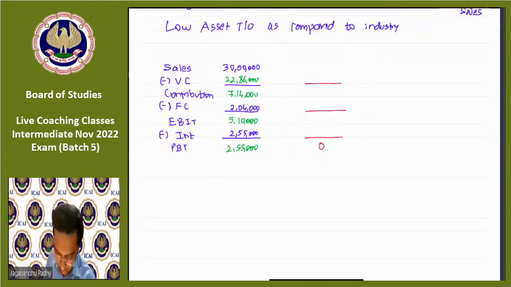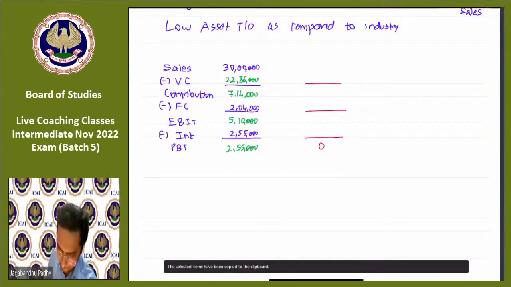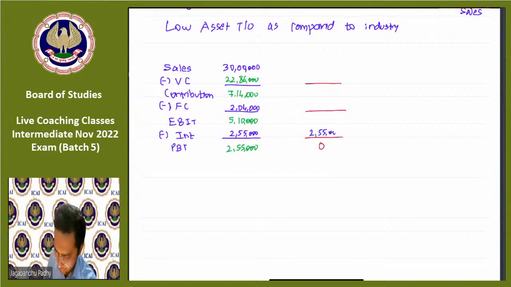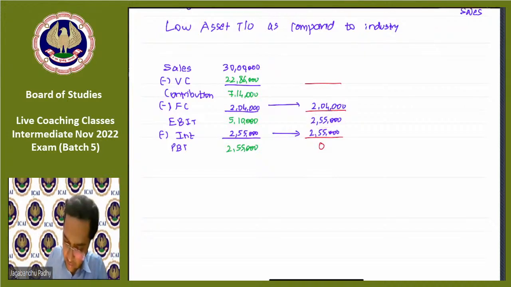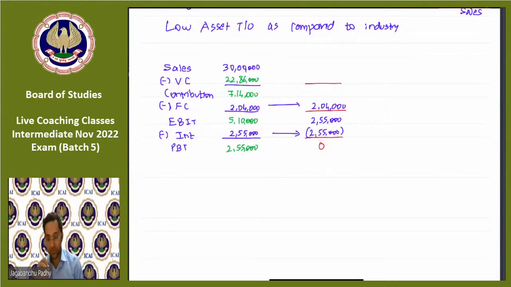So we can do a backward calculation, right? Remember, if you want the PBT to be zero, understand that you need to pay the interest of 2,55,000. You also have to pay 2,04,000 as the fixed cost, because you cannot run away from these costs. You have to bear it. So now if you want the PBT to be zero, interest is what you need to earn. So the earnings before interest and tax should be 2,55,000, so that whatever you have as EBIT is what you pay as interest, and you are left with PBT as zero.